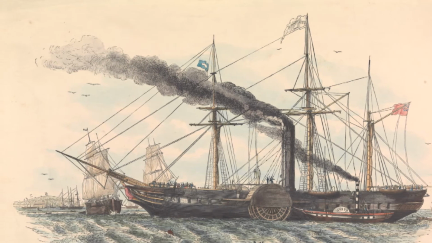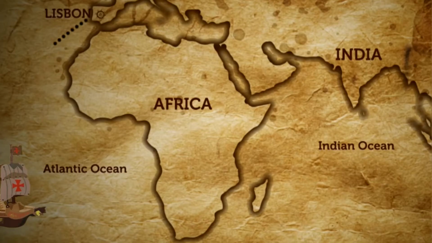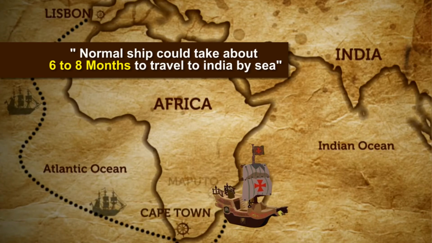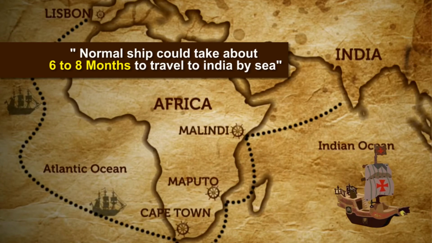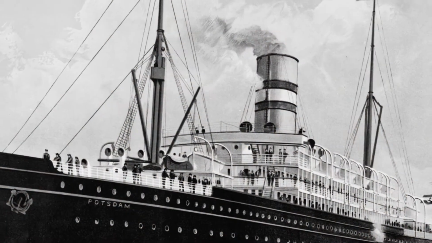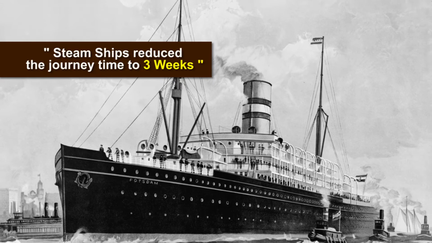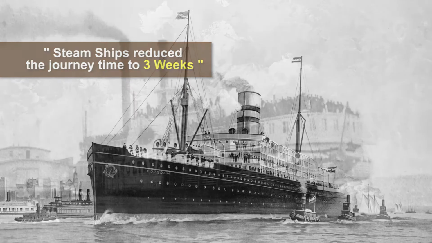Till then, it could take about 6 to 8 months to travel to India by sea. But steamship reduced the journey time to just 3 weeks. This enabled the Britishers and their families to come to a far-off country like India.